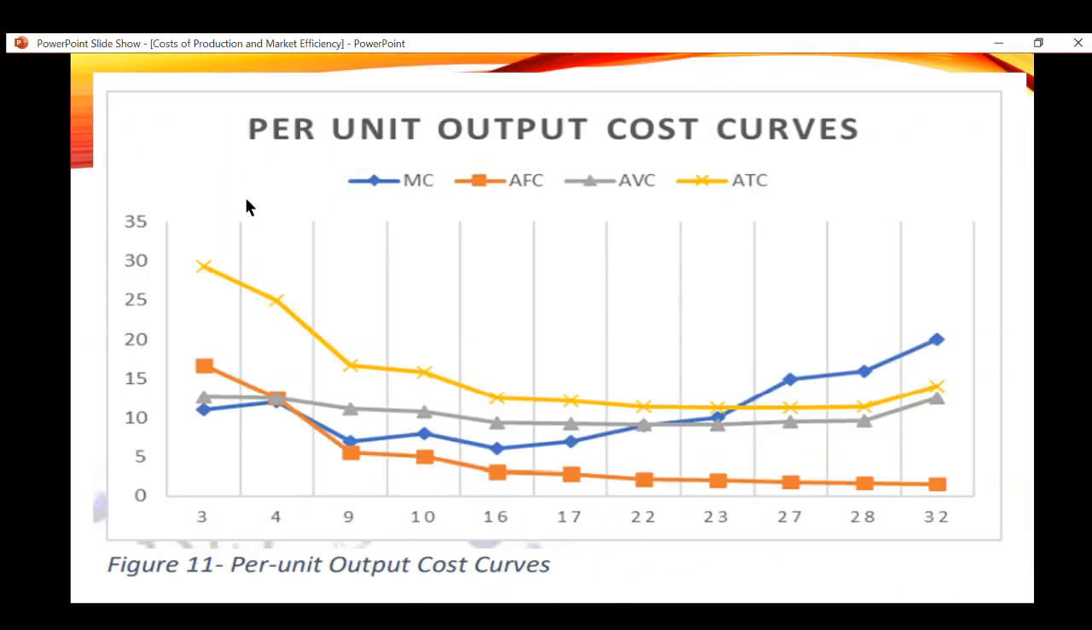So let's look at the combined graphs. Here you have the legend. For marginal cost, here we have blue. Then you have orange, which is average fixed cost, which keeps decreasing. And then average variable cost, which goes down first and then up. And then you have ATC, which has a similar shape. So these are your per unit cost curves.